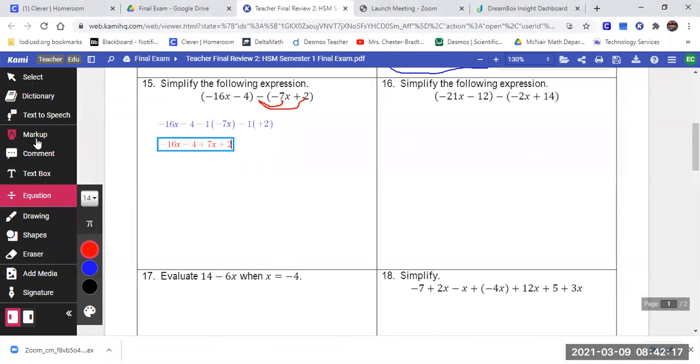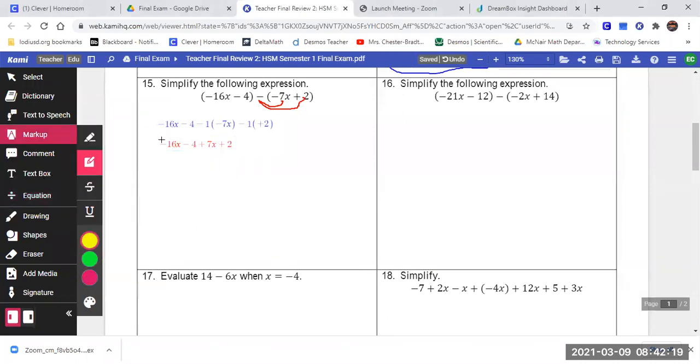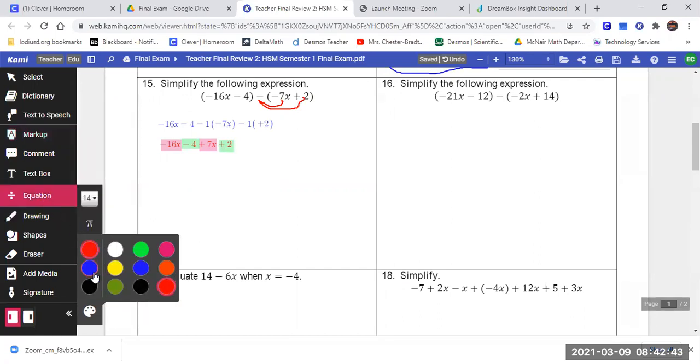So I'm going to go do my color coding. My X's I'm going to make pink. You could make them any color you want. Make sure you take the sign when you highlight them. My numbers I'm going to make green. Make sure you take the sign when you do the highlighting, because that's what tells us how to pull them together. Okay, with the sign.